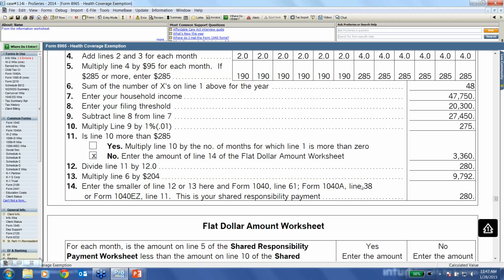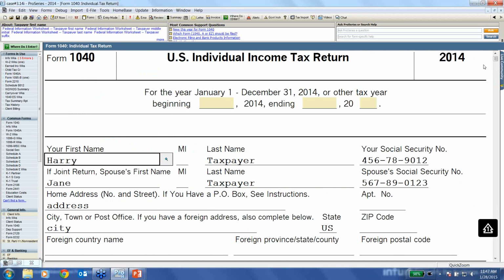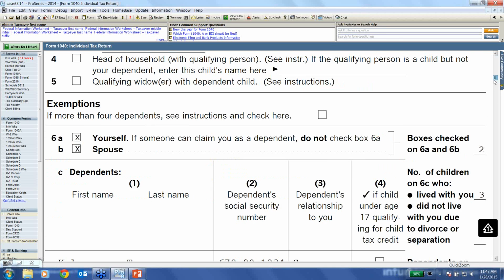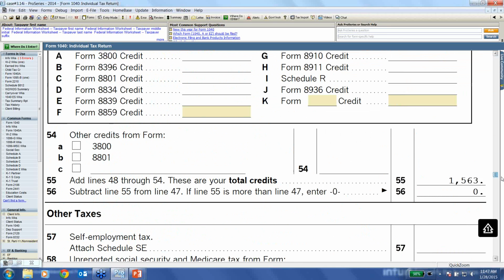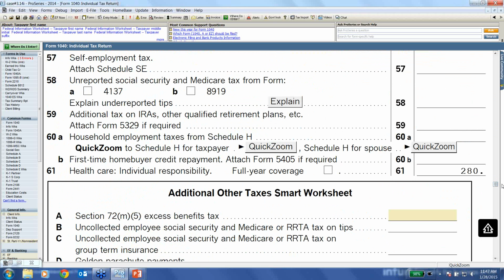That's underneath the cap of 9,792, and 280 is our penalty. Verify that again on page 2 of the 1040, and then there's the 280.